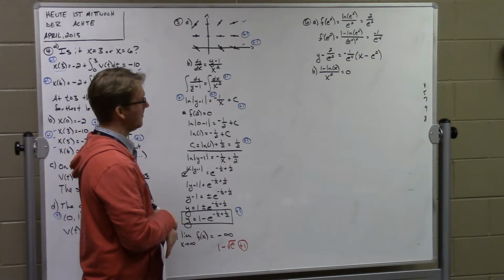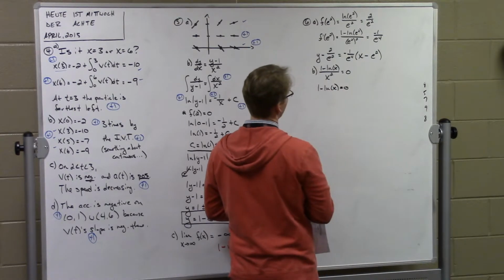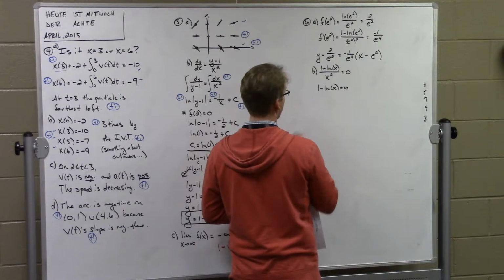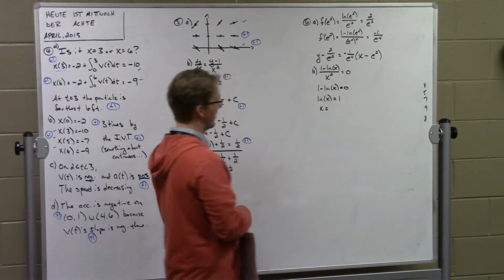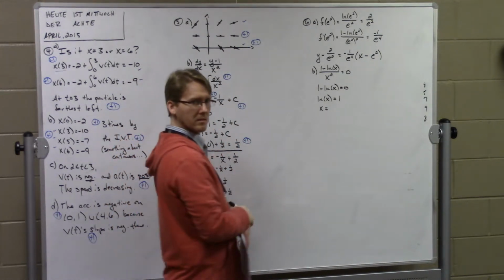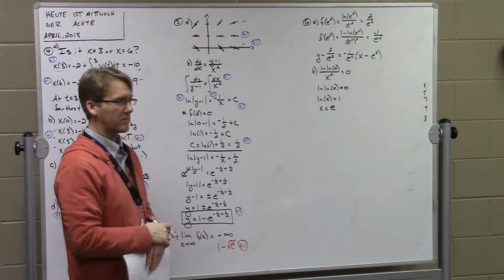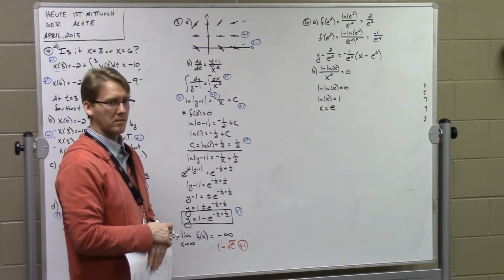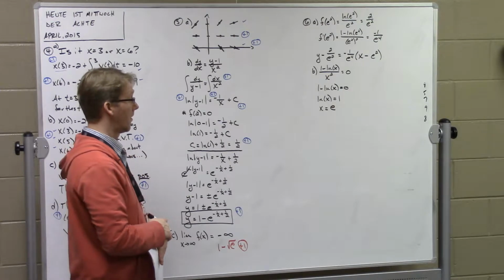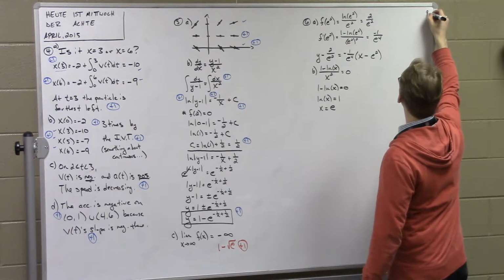Okay, so when the top equals 0, screw the bottom. Go to the bottom of the fraction. So when does the natural log of x equal 1? e. x equals e. Okay, so when x equals e, now we need to figure out max, min, or neither. So that's the x coordinate of where the derivative is 0.